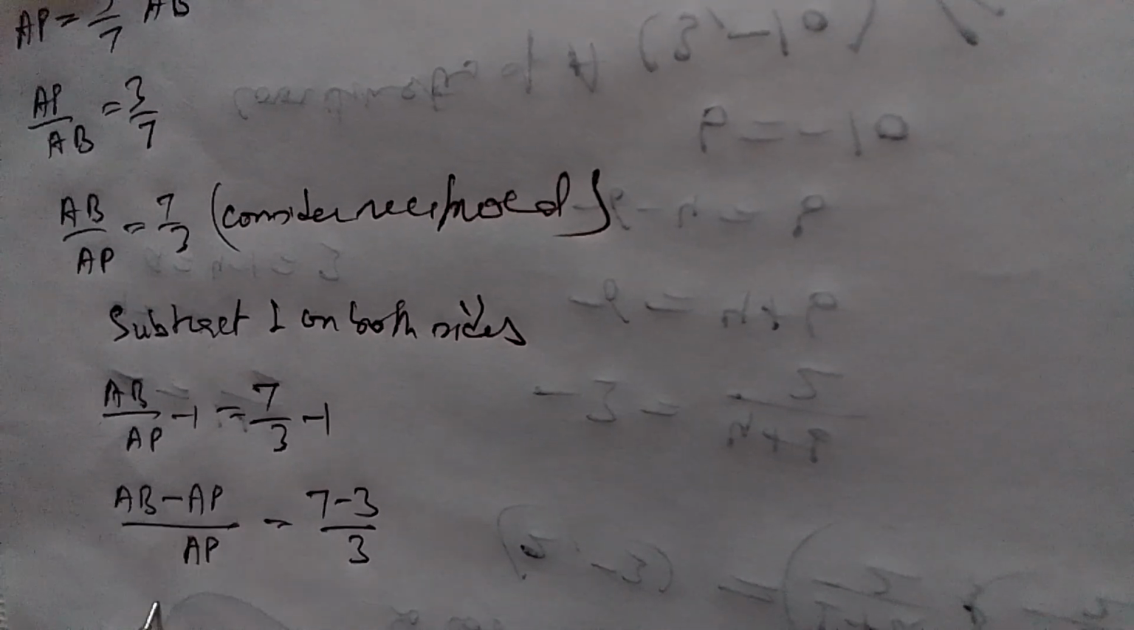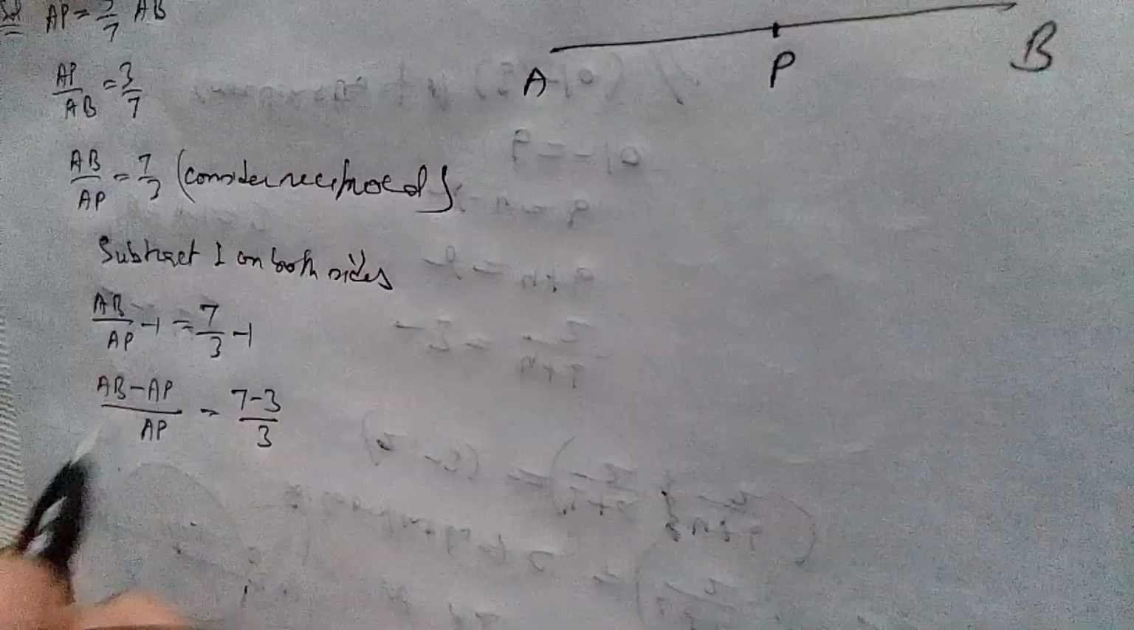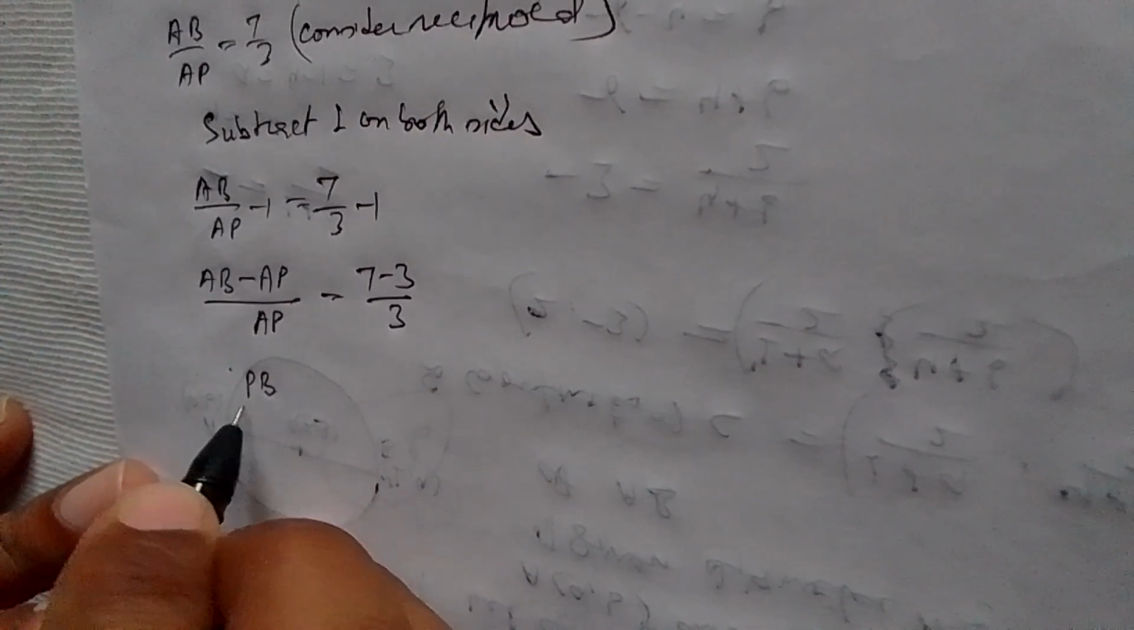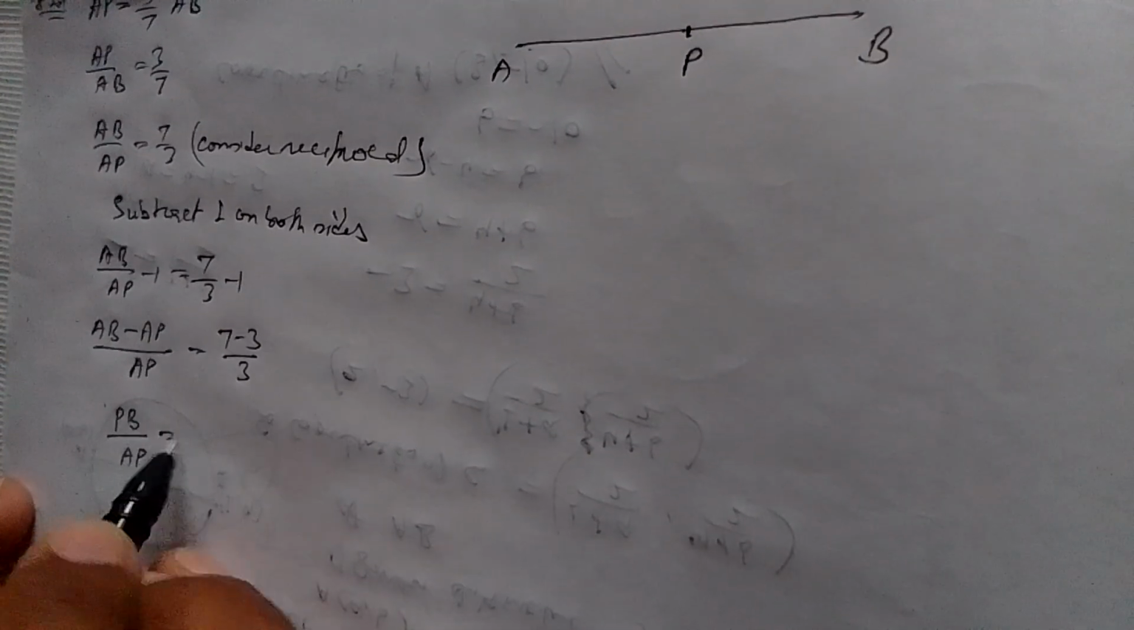So AB minus AP, on the line AB, P. Here AB minus AP comes out to be PB divided by AP. So PB over AP is equal to 4 by 3. So now we can write it as AP over PB is equal to 3 by 4. Consider the reciprocal.